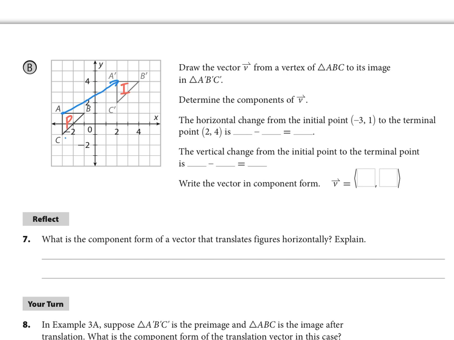It's going to go to the right. Let me use a different color. 1, 2, 3, 4, 5 times to the right. That's going to be our x, and then up 3 times. Make sure you understand when it's positive and negative. So our vector in component form, I think this is the wording they're going to use in the book, is positive 5 and positive 3. So that's our vector.